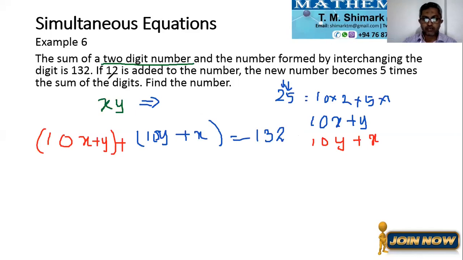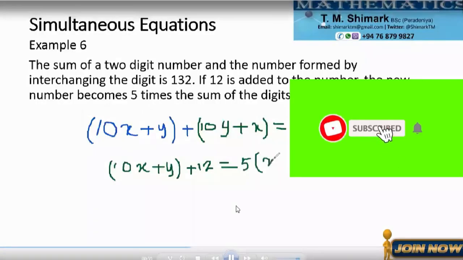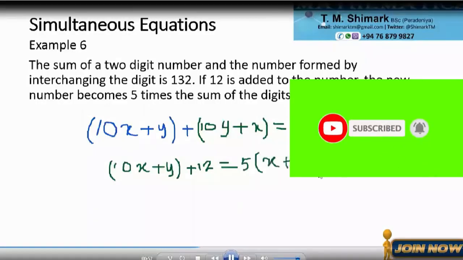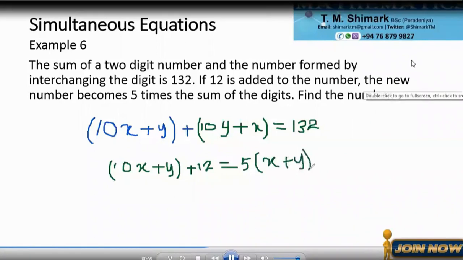If 12 is added to the number, the new number becomes 5 times the sum of the digits. This is the number, 10x plus y is my number. If 12 is added to the number, I'm adding 12. The new number becomes 5 times the sum of the digits.